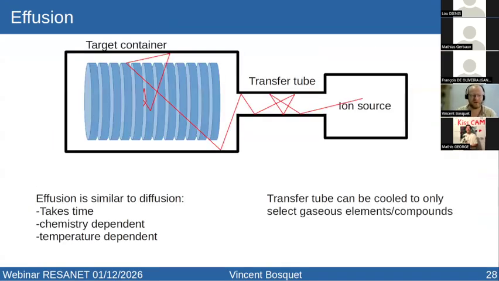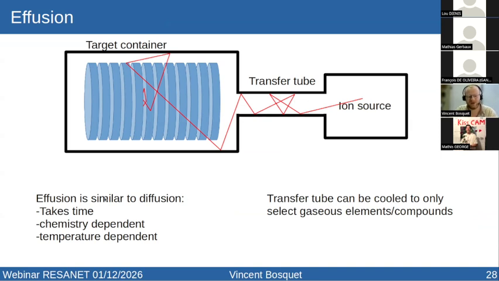Okay, and now for effusion, the next step. So after the radioactive atoms leave the target material, they will then have to travel from the target container up to the ion source. In a very similar fashion to diffusion, this process is random. So the radioactive atoms will fly from wall to wall inside the target container, travel through the transfer tube, and then end up in the ion source where they will be ionized.